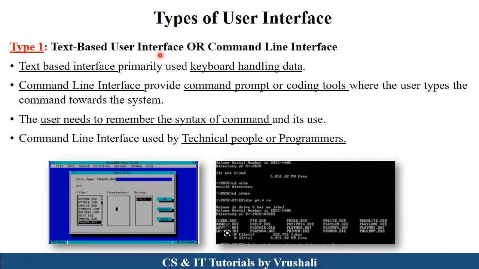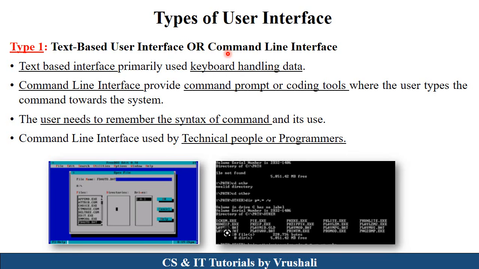Now, the next topic is types of user interface. There are two types of interface. The first type is text-based or command line interface, and the second type is graphical user interface. Let's understand the first type. Here, text-based user interface means you handle a particular software or application by using a keyboard. For example, for chatting purposes or searching purposes, you can use a keyboard for sending input. So this is called a text-based interface.